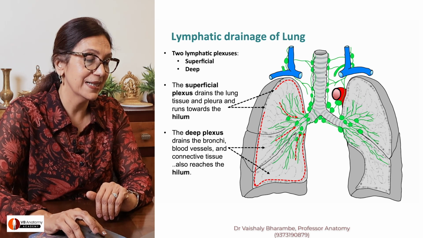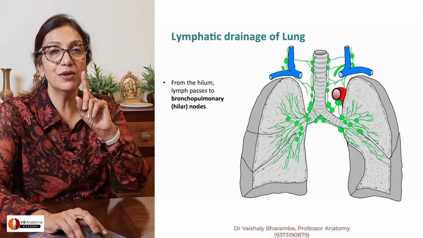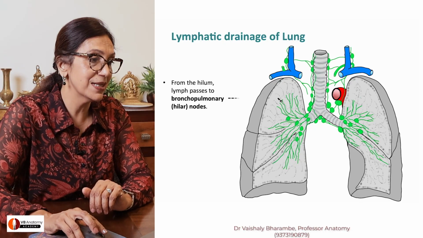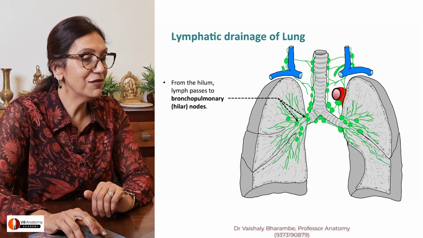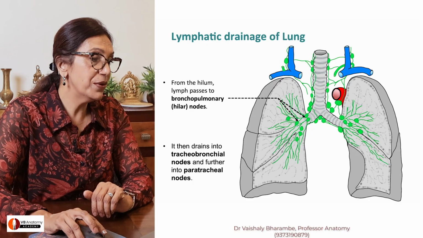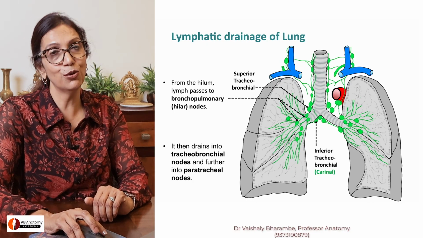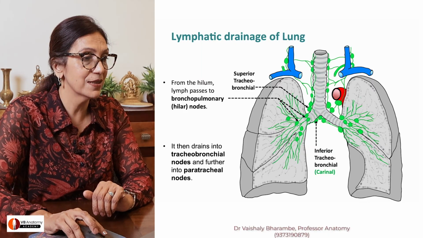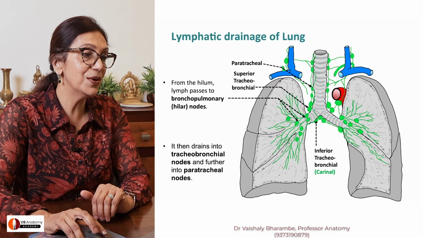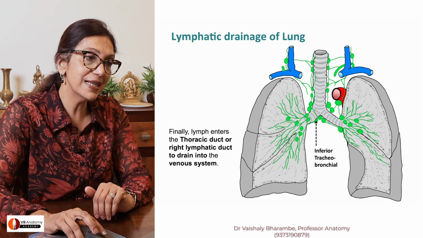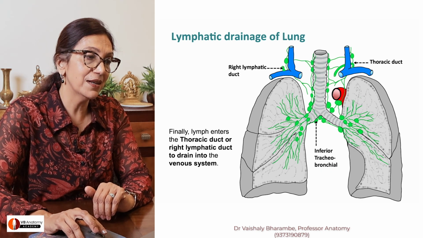Now this all drains into the first set of lymph nodes, the bronchopulmonary or hilar lymph nodes here. From here, lymph begins to travel upwards through tracheobronchial lymph nodes, superior and inferior. Inferior are also called carinal lymph nodes. From here, lymph drains further upwards along paratracheal and finally they drain into the thoracic duct on the left and right lymphatic duct on the right. Through these, lymph drains into the venous system.